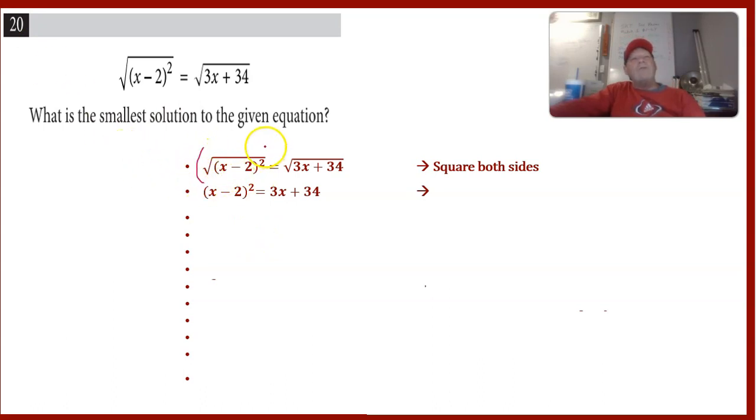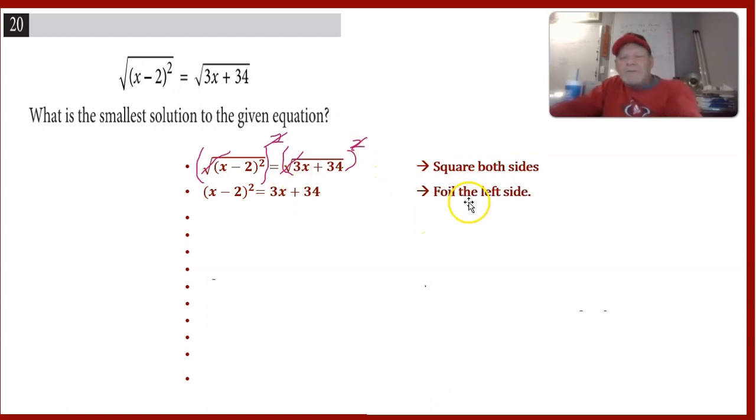And I'm going to show you the way most videos deal with this. So I square this side and I square this side. Well, they will say that the square root and the square cancels. The square root, I squared it here, and the square cancels. So I just get what's in the middle here. X minus 2 quantity squared equals what's in the middle, 3x plus 34.